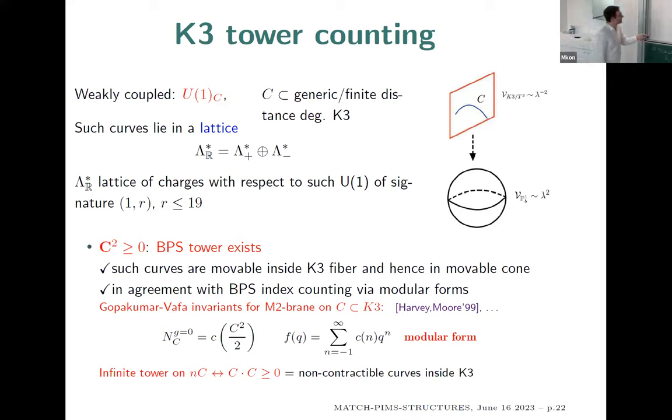And this has been known for a long time, because the BPS index is counted by a modular form. More precisely, the GV invariant at genus zero of a curve C is given by this coefficient, the n-th coefficient, where n is C squared over 2. So as long as this is non-negative, the coefficient is non-zero. And not only is it non-zero for one times the curve, but for any positive multiple of the curve as well. So here we have a BPS tower and the weak gravity conjecture is satisfied.